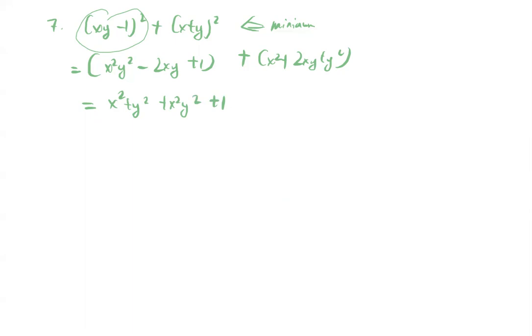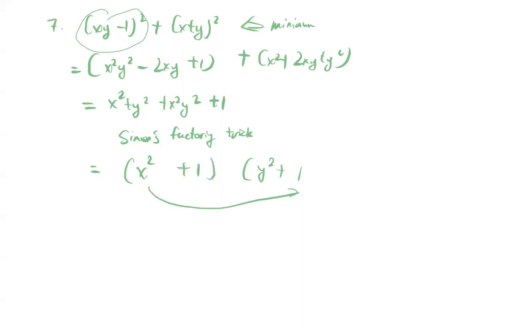If you see this expression, there's a very famous trick called Simon's factoring trick. Basically, you have x squared and y squared. You want to make 1 x squared, because x squared times 1 equals x squared, and you also want to make 1 y squared. And coincidentally, you also have 1 here, so 1 times 1 equals 1. So this expression can be refactored into this expression.